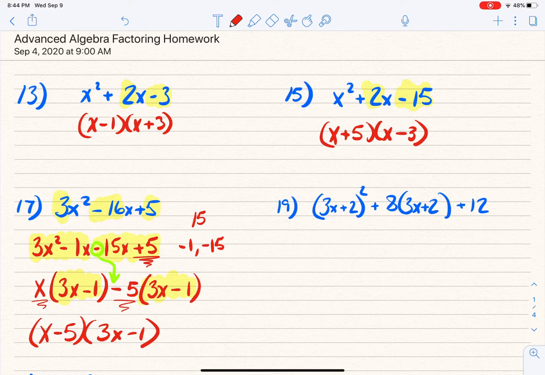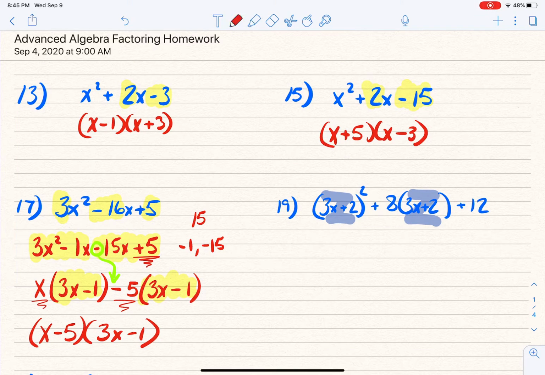Now, on number 19, we looked at this and we saw that this 3x plus 2 shows up in a couple different spots. And my hope was that you could look at this and see it almost as a big variable. We talked about the idea of this being z, okay? I don't know if that really shows up very well here. Let's make that a little bit darker. I could say a z right here and a z right here.